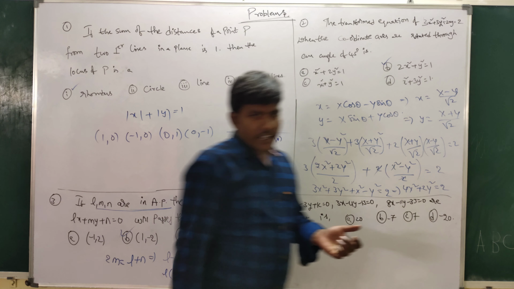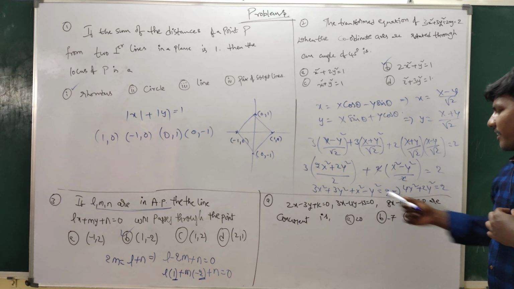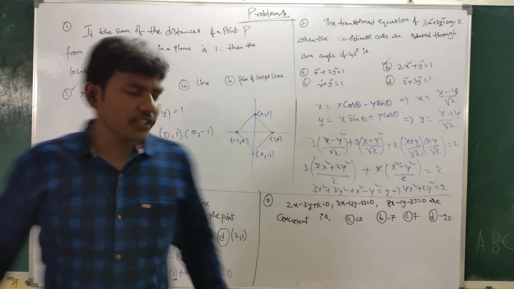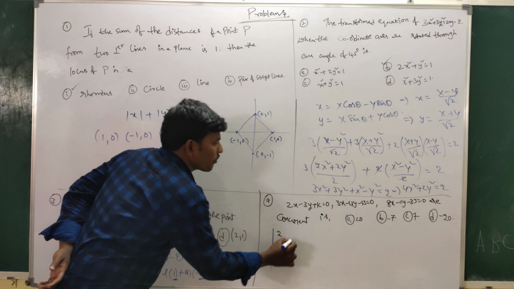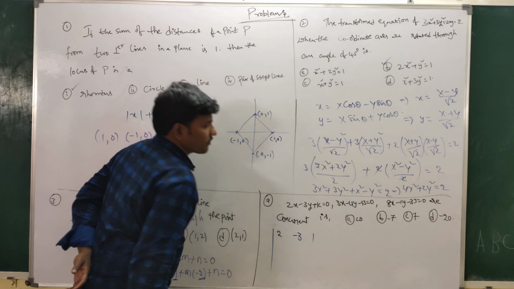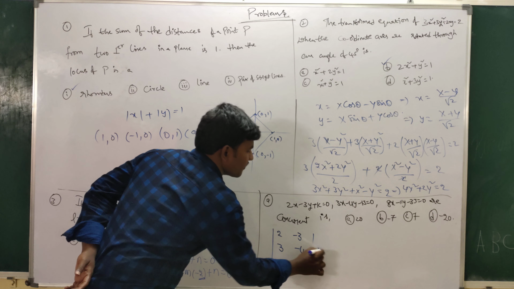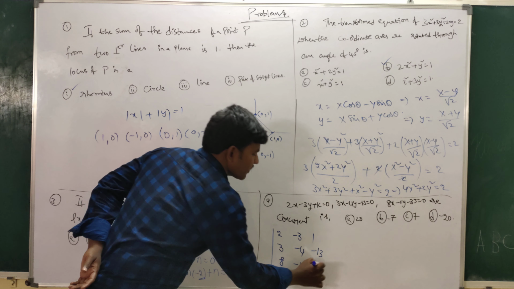If 3 lines are concurrent, then their determinant value is 0. So first of all, if we equate the determinant to 0, we get the k value. First of all, let us substitute and see. The determinant of 2, minus 3, k; 3, minus 4, minus 13; 8, minus 11, minus 33.